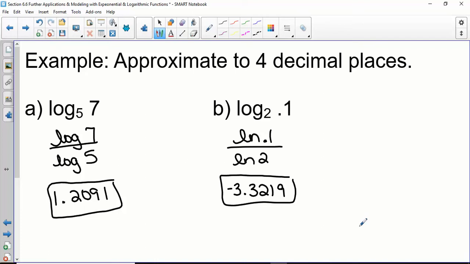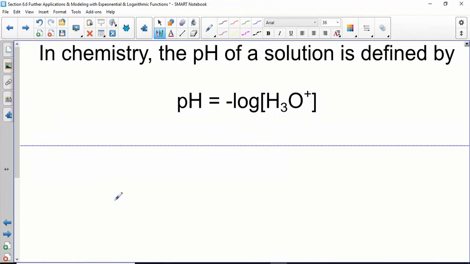The next thing that we're going to do is just look at applications, scenarios where you use logs to solve problems. One of those comes up in science classes, talking about pH. If you're in a chemistry class, this is something that you've done before. So if I'm dealing with the pH of a solution, the formula for that is negative log H3O plus. I would not ask you to memorize this formula. I would give it to you. It's just something that you would be expected to use.